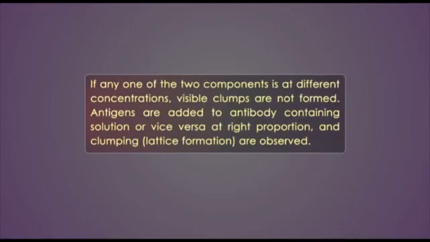To form the visible clumping of the antigen and the antibody, the two components should be at equal concentrations. If any one of the two components is at a different concentration, visible clumps are not formed. Antigens are added to antibody containing solution or vice versa at the right proportion, and clumping or lattice formation is observed.